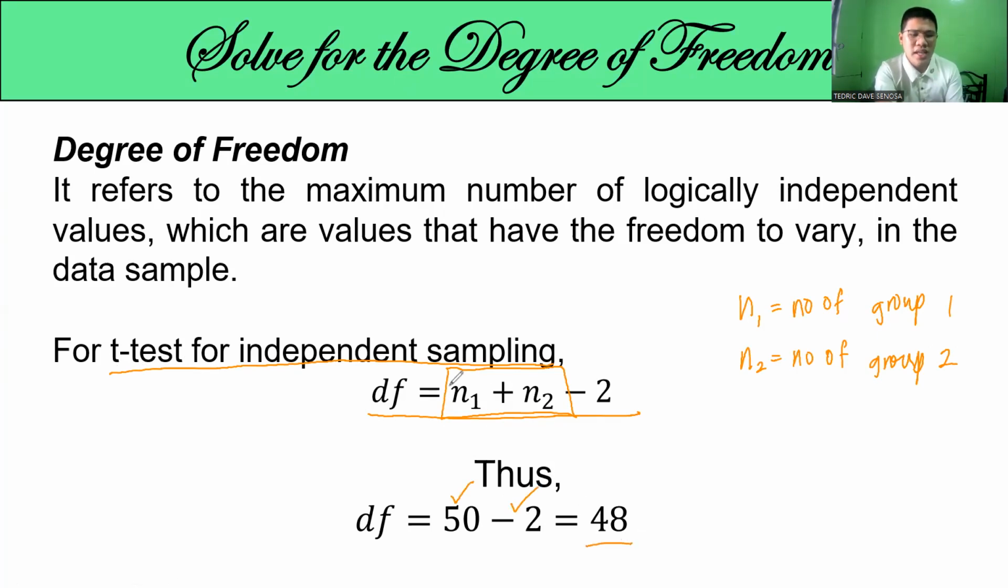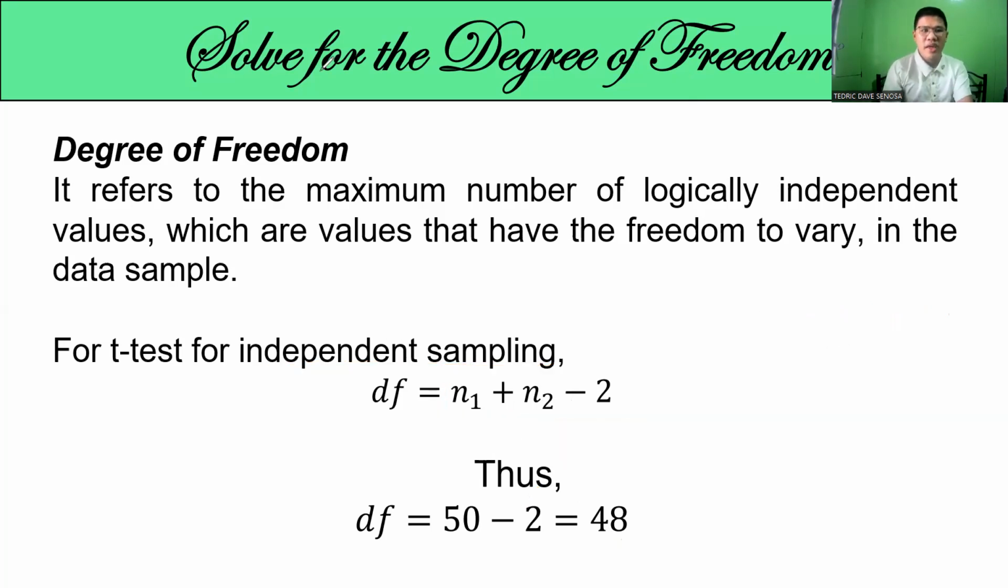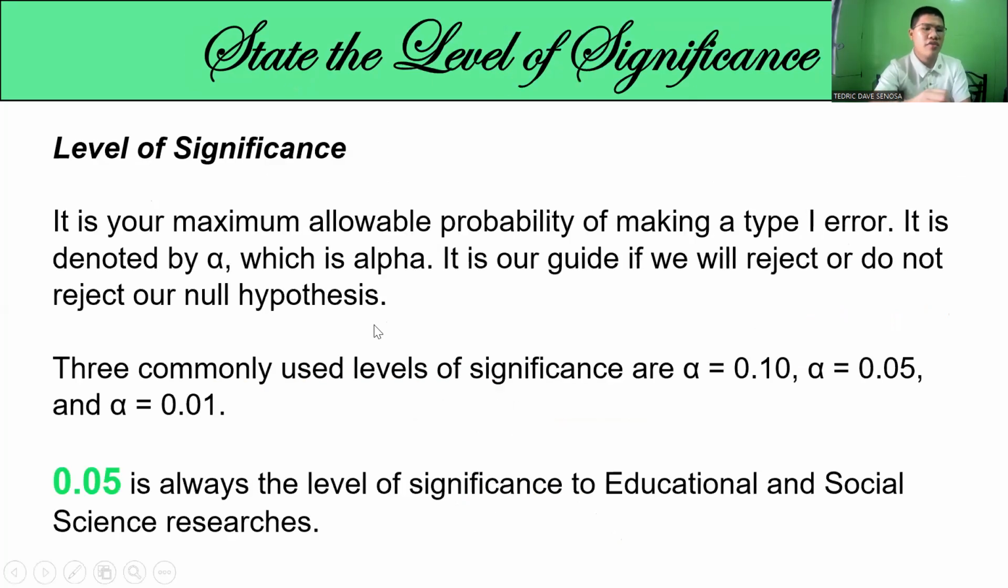We no longer need to put values in n sub 1 and n sub 2 because it is not necessary. We know that n sub 1 plus n sub 2 is the total number of respondents, so 50 minus 2 is 48. That's the DF. This DF would also be found in your data later if you run it in your SPSS. Don't dig too much here because the main thing in our discussion is the SPSS. I'll just discuss it for clarification.